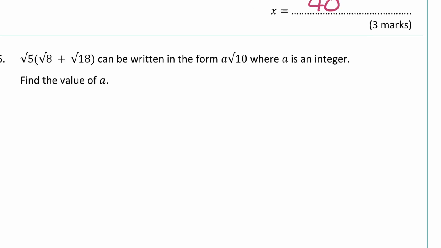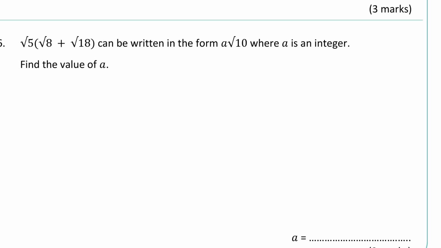Okay, we have some surds next. So we have √5 and then √8 plus √18 in the brackets. It says it can be written in the form a√10, where a is an integer. It wants us to find the value of a. So first things first, we need to expand this bracket.